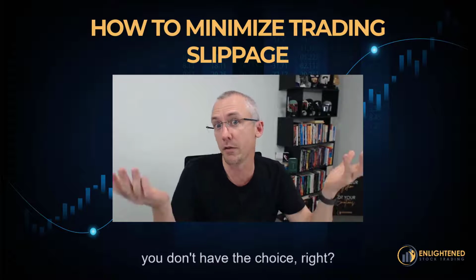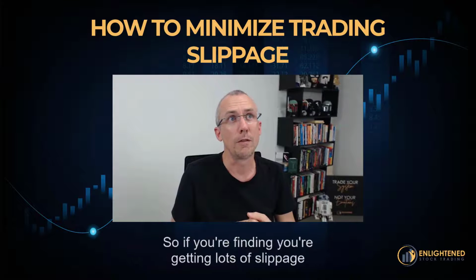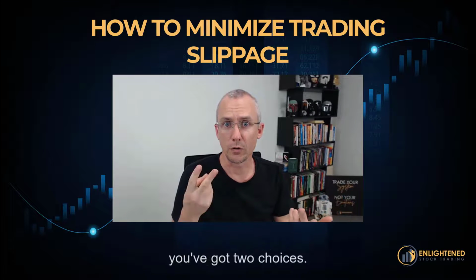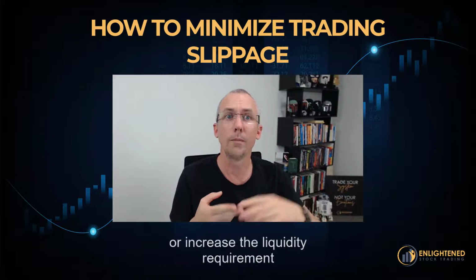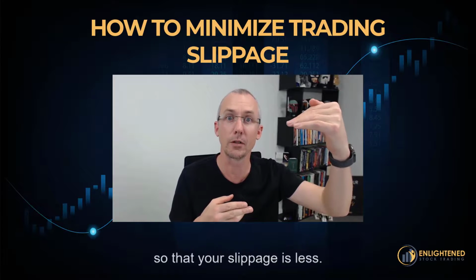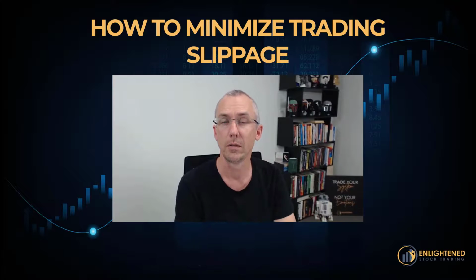You don't have the luxury, you don't have the choice, right? So if you're finding you're getting lots of slippage, you've got two choices. Use limit orders and monitor them to make sure they get executed, or increase the liquidity requirement so that your slippage is less.